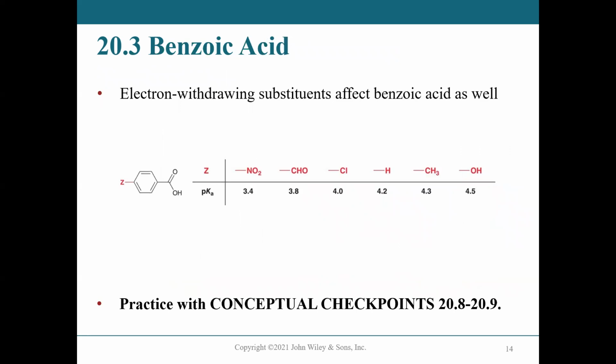Electron withdrawing substituents affect benzoic acid as well. So here are some electron withdrawing substituents. You can see how the effect on the pKa is affected by them.